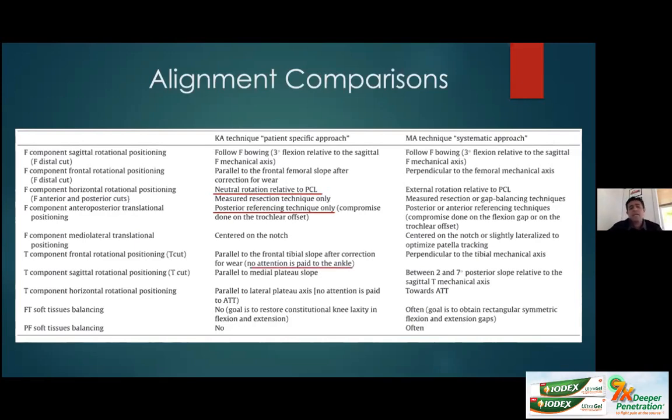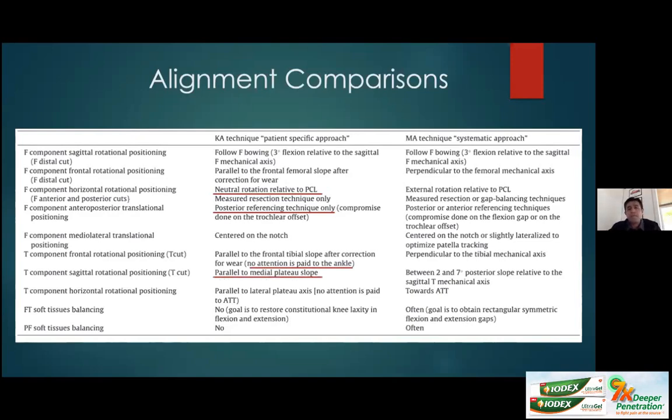Then, in terms of the tibial rotation and the tibial cut, so the frontal tibial cut, normally in a mechanically aligned knee, we want to make sure that the tibial joint line is parallel to the ankle joint line, assuming there is no deformity in the tibia, in the tibial shaft. But in this case, in the kinematic case, there is no attention paid to the ankle. Those are considered to be independent, and it's considered to be a part of the constitutional alignment of the patient.